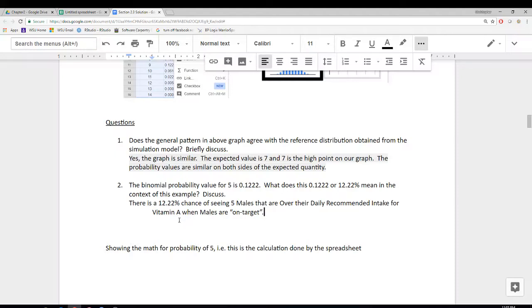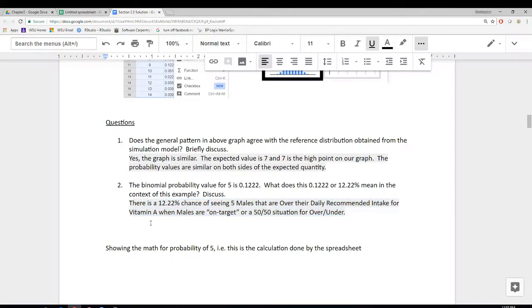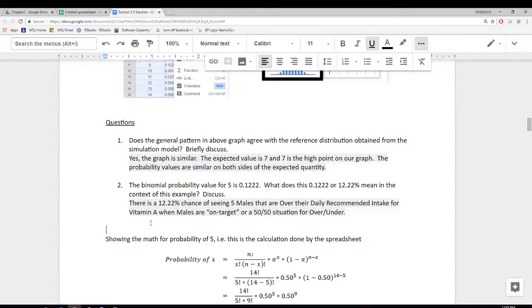Okay? So remember, these binomial probability values, in our simulation for that matter, are obtained when the males are on target, or maybe we can say when males are on target, or a 50-50 situation for over-under. Okay, so these probability values are obtained under a certain condition, and that condition here is when they are on target for the amount of vitamin A intake.